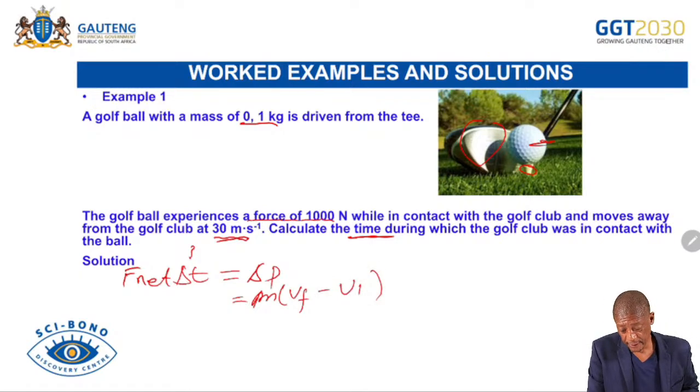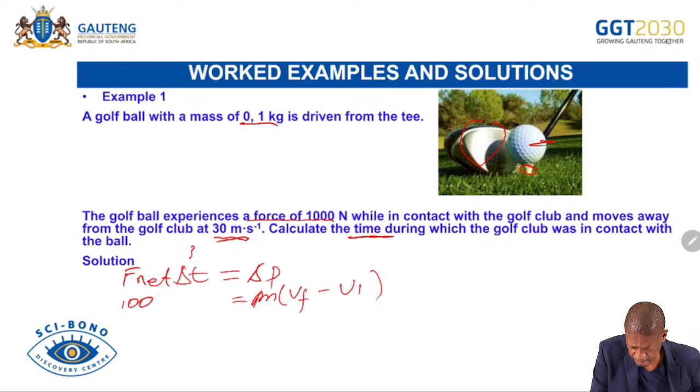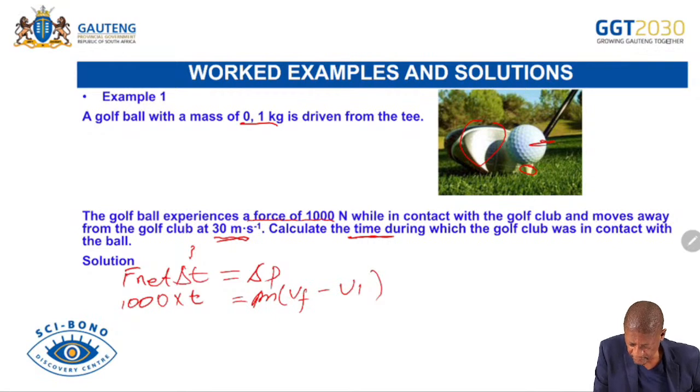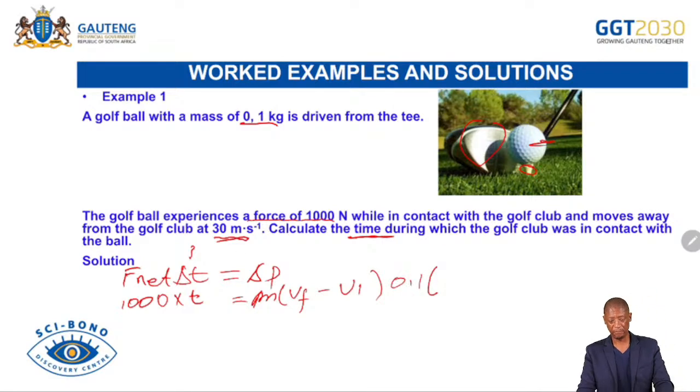The force that we are given is going to be 1,000 here, multiplied by a time that we don't know. Our mass of the ball is given as 0.1. Then here comes the thing now: what is our final velocity? What is our initial velocity?